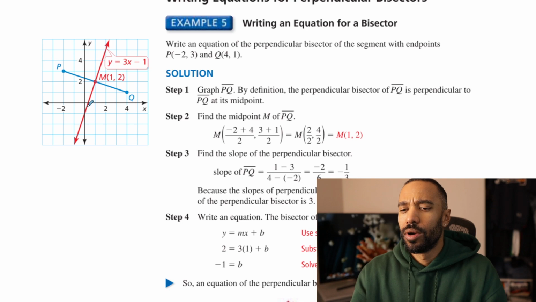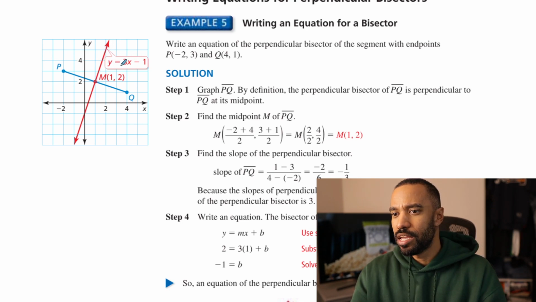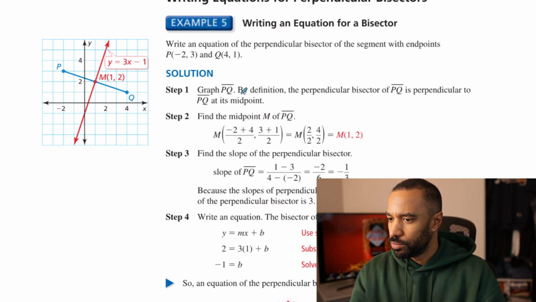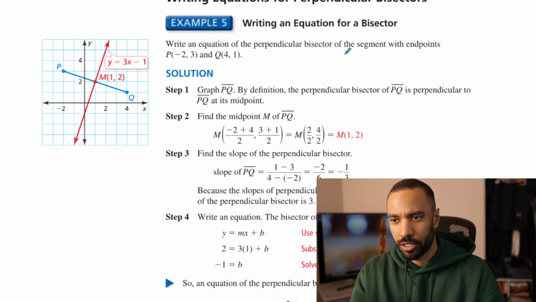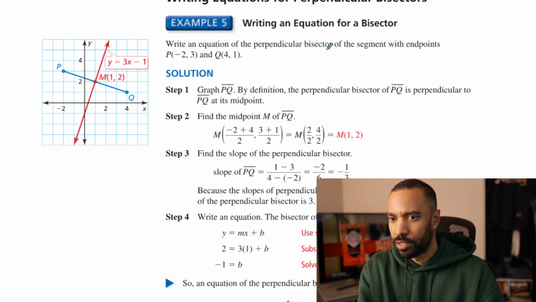Okay, so here is this line, y equals 3x minus 1 right here. What you want to do, well, how are they talking about it? Write an equation of the perpendicular bisector. Why are they asking for a midpoint? I don't know why they're asking for the midpoint.